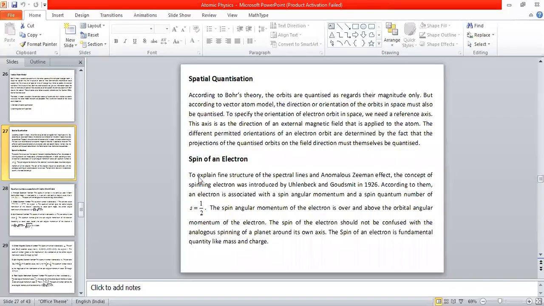The second postulate talks about the spin. Bohr's theory and Sommerfeld's theory do not talk about spin. They simply say the electron revolves around the nucleus.